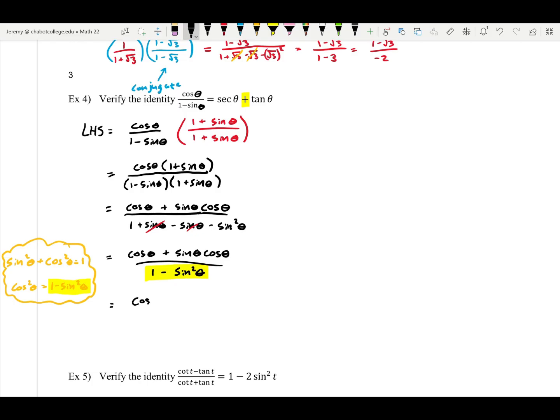So now I'll have cosine theta, again, sine theta, cosine theta, but I'll substitute in for 1 minus sine squared theta, cosine squared theta.